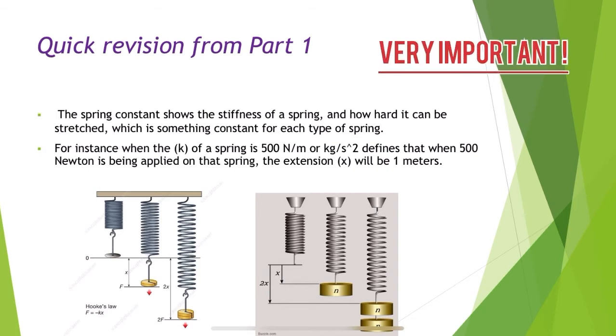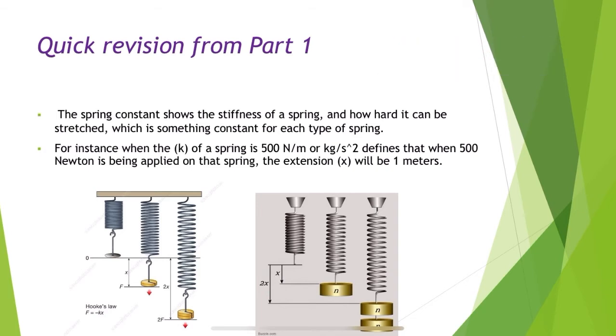The spring constant shows the stiffness of the spring and how hard it can be stretched, which is constant for each type of spring. Don't forget this. The spring constant, the K of each spring, is not going to change unless its length is different, like when we cut it into different pieces. In that case, the K will be different. We are going to talk about it in detail in the next slides.